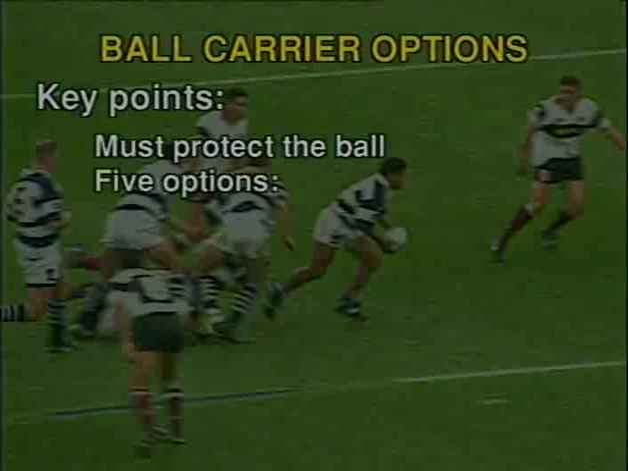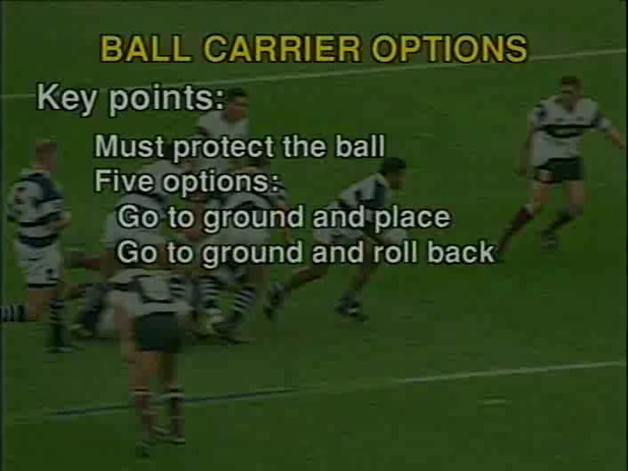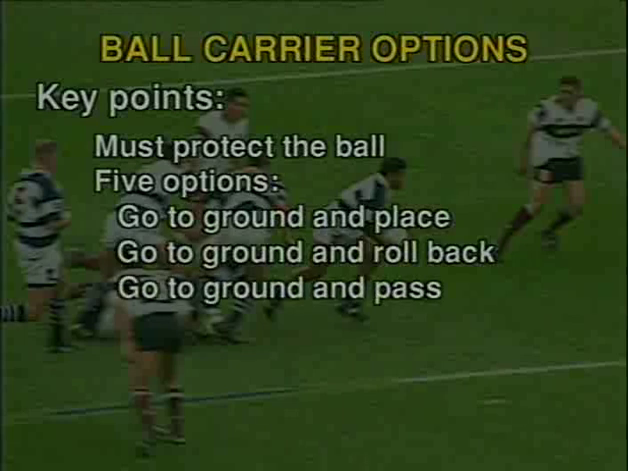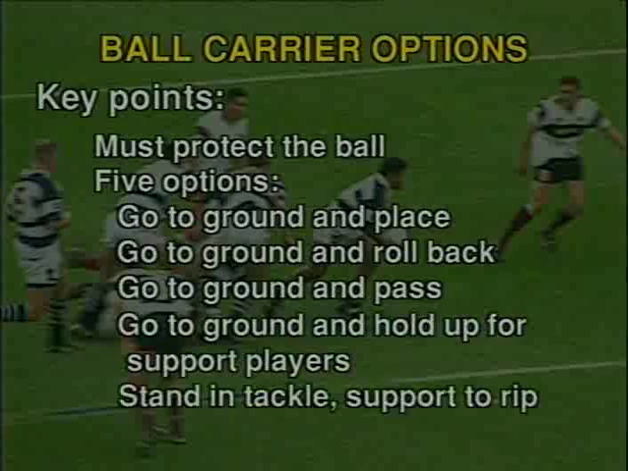There are 5 options. Go to ground and place the ball. Go to ground and roll the ball back. Go to ground and pass immediately. Go to ground and hold the ball up for support players. Stand in the tackle for the support players to rip.